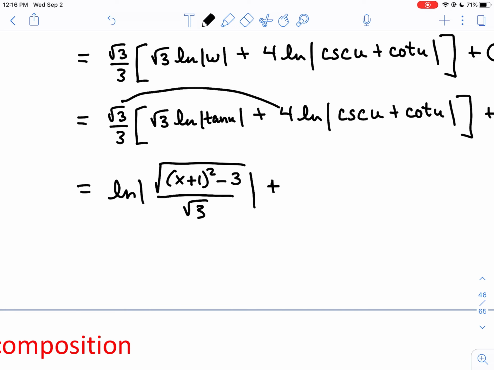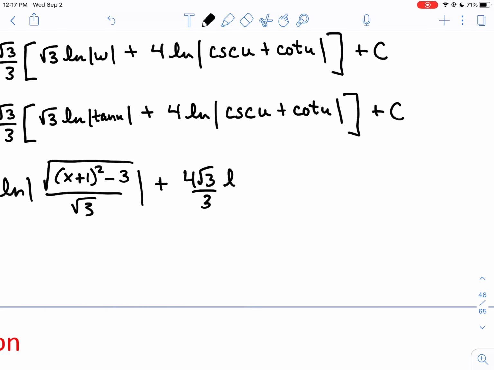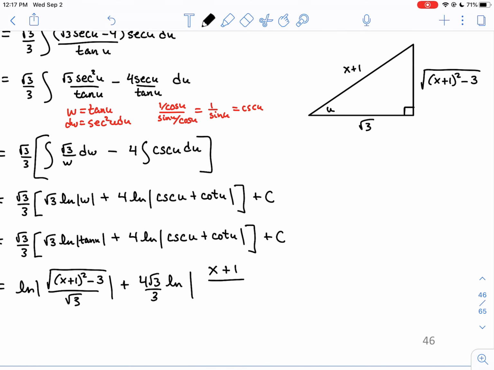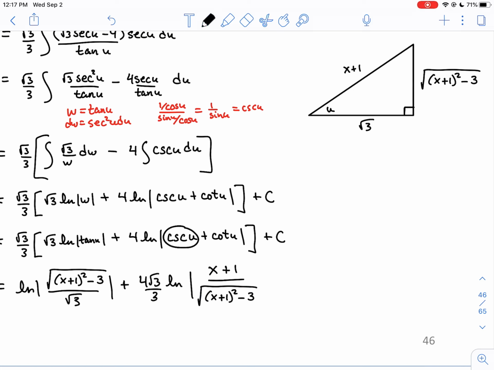Plus, now distribute this radical 3 over 3 to that 4. So we have 4 radical 3 over 3 as this coefficient, another natural log, absolute, and then cosecant of u. Well, looking at our reference triangle, cosecant of u is our hypotenuse divided by the opposite. So we're going to get x plus 1 over the opposite, which is that radical function, and that does the cosecant of u. And then we have to do plus cotangent of u. Cotangent is the adjacent divided by the opposite. So the adjacent is radical 3, and divide that by the opposite. Whew, and we are done.